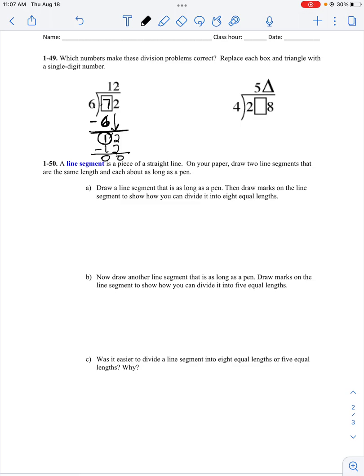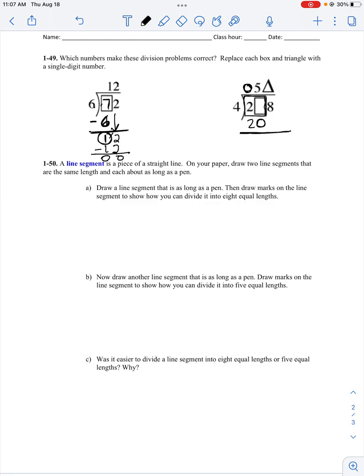Now, the second one, 4 doesn't go into 2 at all, so that's why it's blank. There really should be a 0 here. Okay, but 4 times 5 is 20. Okay, so whatever this number is, 4 goes into this number 5 times. Okay, and we don't know what this number is.